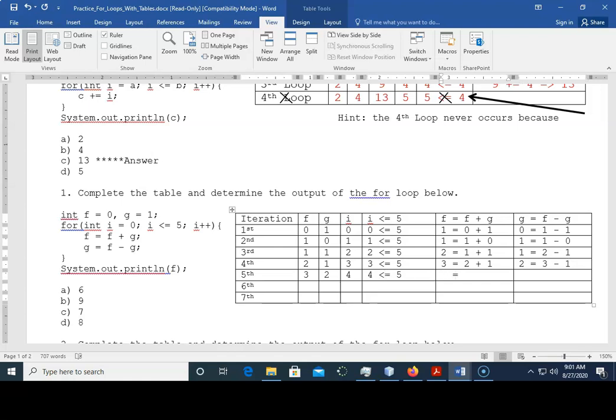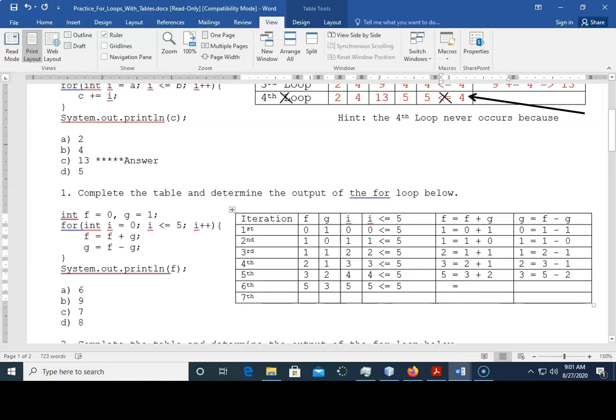So we've got f is 3 plus g, which is 2. So f is now 5. So I put 5 down here. And so then f is 5 minus g, which is 2. So g becomes 3. I becomes 5. 5 is less than or equal to 5. That's true.